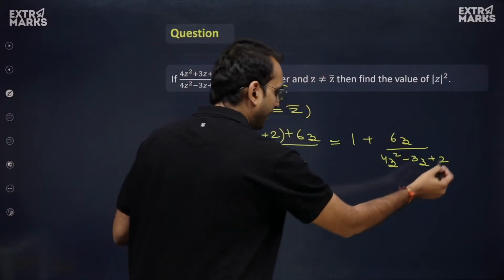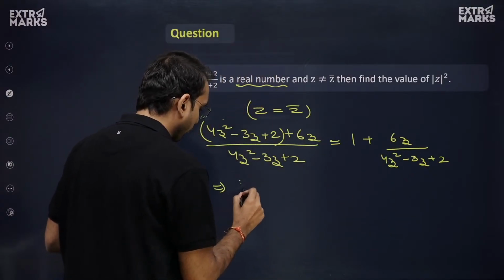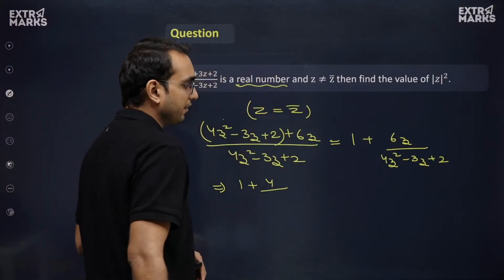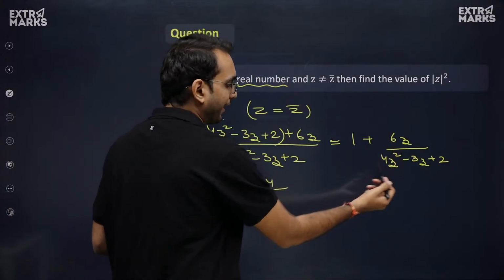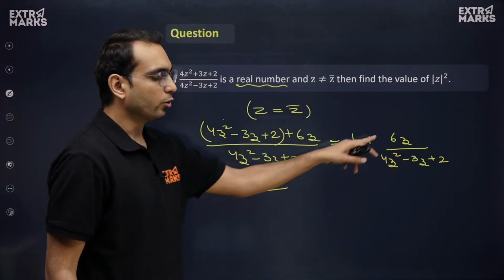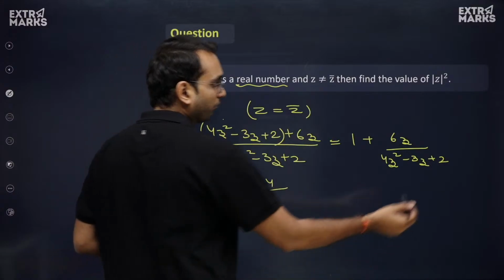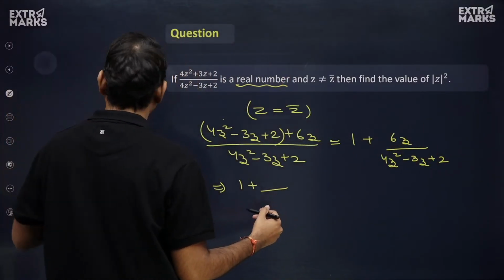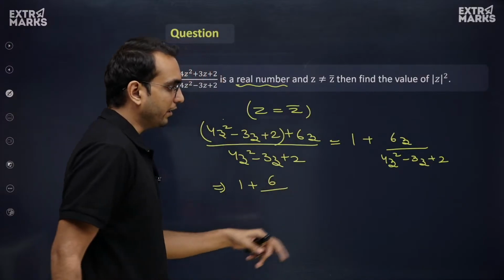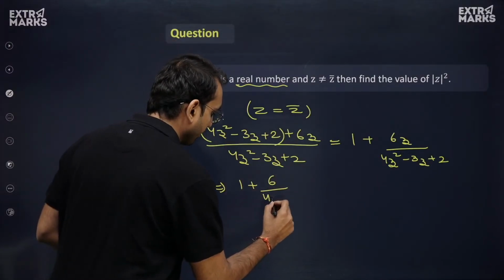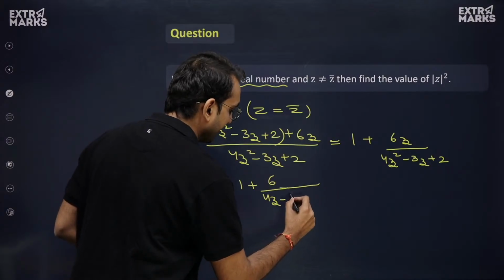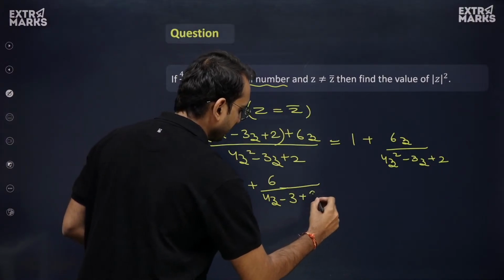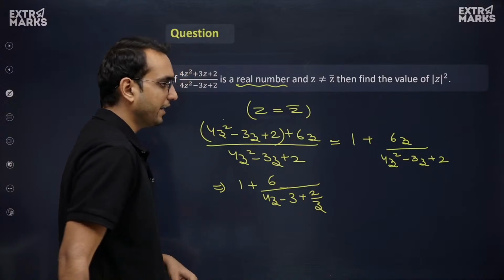We can again simplify this form. How? 1 plus, now let's divide by z in the numerator as well as in the denominator. In the numerator it will become 6, right? In the denominator it will be 4z minus 3 plus 2 by z, right? So we have divided by z.